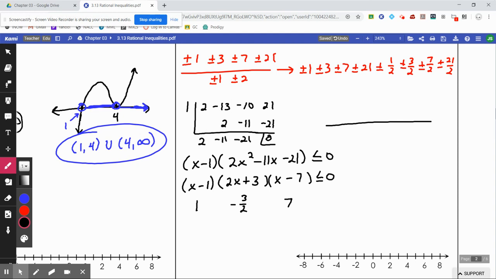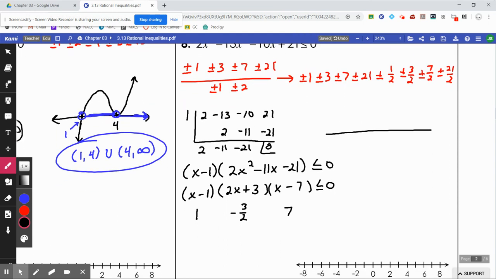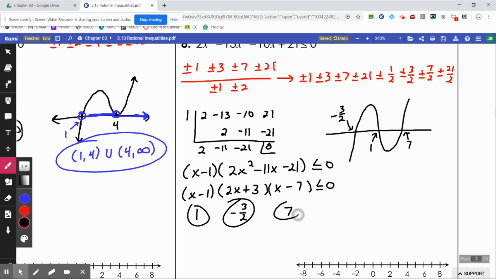You can graph those on a number line if you would like to, but let's do it like this. Here's my number line. I know that my graph, since it's a positive x to the third, is going to go down, up, down, up. It's going to fall to the left and go up to the right. That might not be exactly what it looks like, but it's close enough to get an idea. This is my first zero, which is located at -3/2. I'm simply putting them in order. This is my second one, which is located at 1. Then my third one will be located at 7.